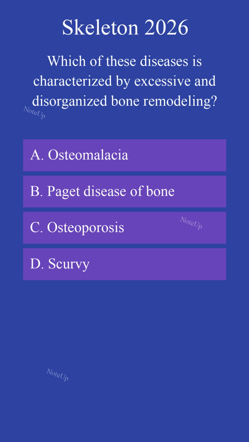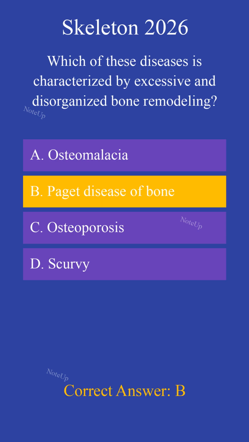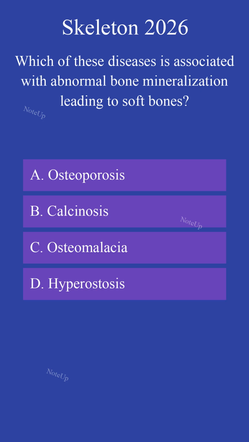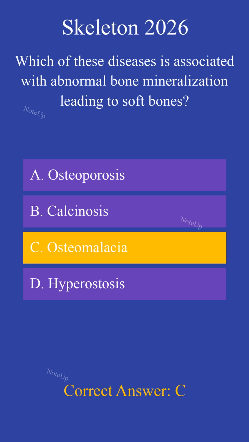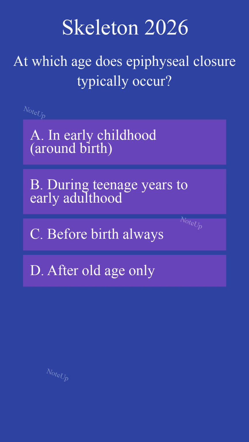Which of these diseases is characterized by excessive and disorganized bone remodeling? The correct answer is B. Paget's disease of bone. Which of these diseases is associated with abnormal bone mineralization leading to soft bones? The correct answer is C. Osteomalacia. At which age does epiphyseal closure typically occur?